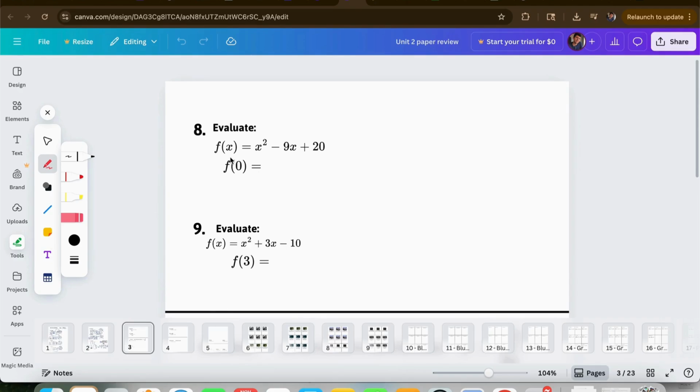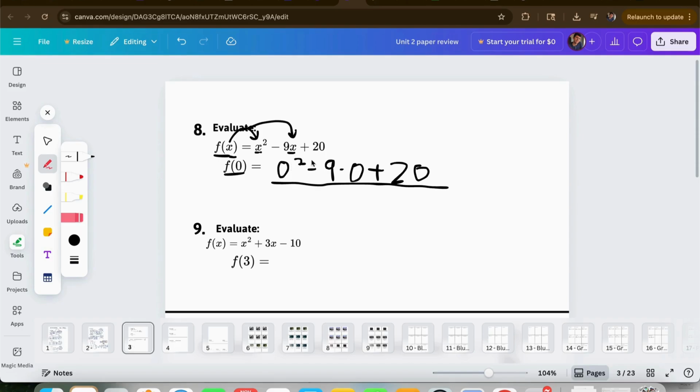Well, this is really about understanding notation. If I say f of x is equal to x squared minus 9x plus 20, this x is the input of the function. So if I say f of 0, I'm going to write the same function, but instead of an x in all the places I see x's, I put a 0. So I quite literally can write 0 squared minus 9 times 0 plus 20. And then I just evaluate this.